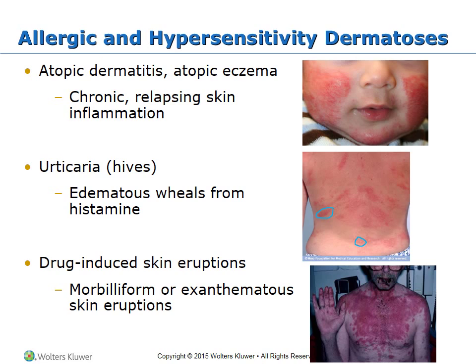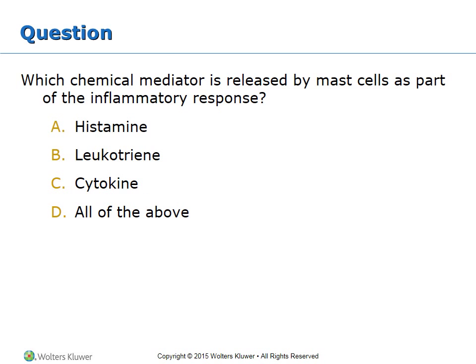The last one listed on this slide is drug-induced skin eruptions, and a lot of times these patients are very, very allergic to whatever medication they just took. The patient pictured here to the right on the bottom is an example of Stevens-Johnson syndrome, and we're going to get to a couple more slides that give us more explanation about these disorders.